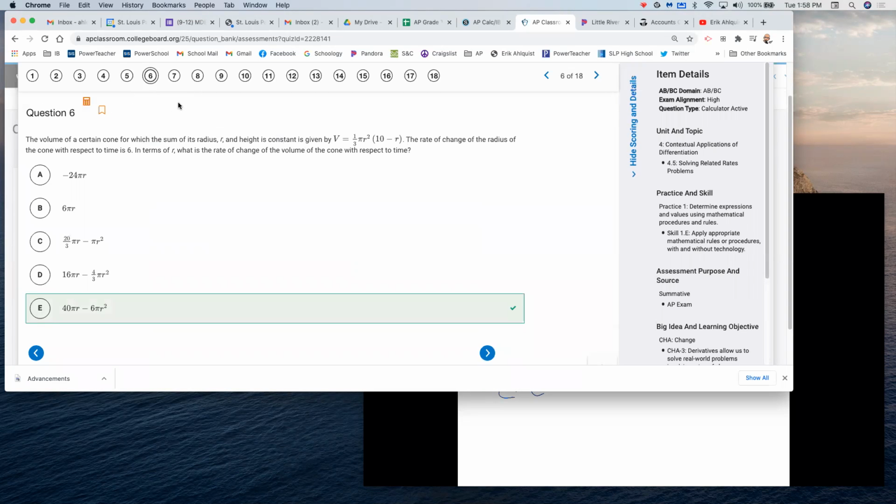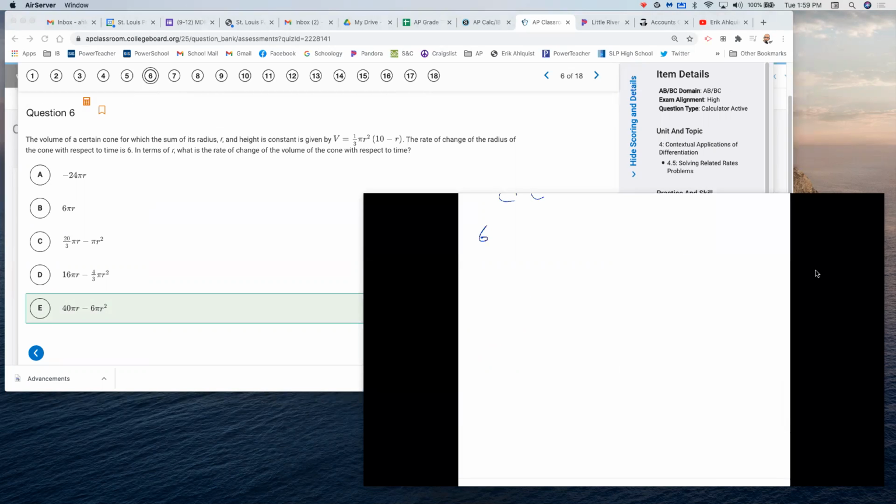So the volume of a cone in terms of the radius and the height is given. So they give you the volume. The rate of change of the radius with respect to time is 6. In terms of r, what is the rate of change of the volume with respect to time? So when you think about that one, we got this volume equation, which is 1/3 times pi, which is just a constant, times r squared times 10 minus r.